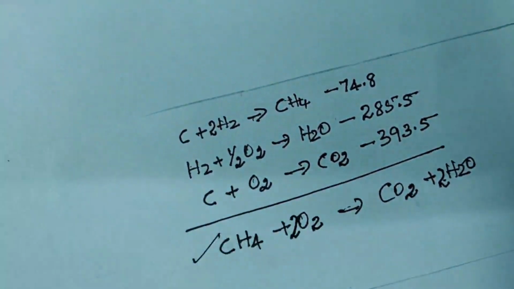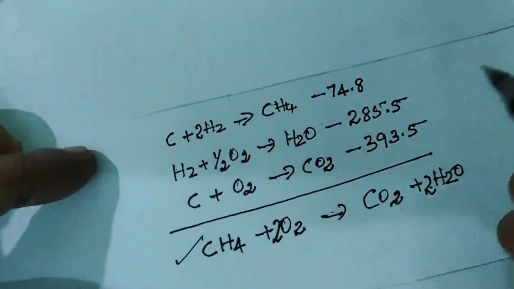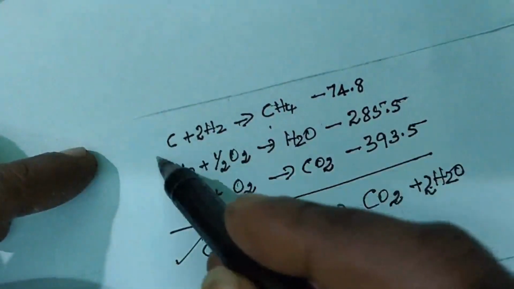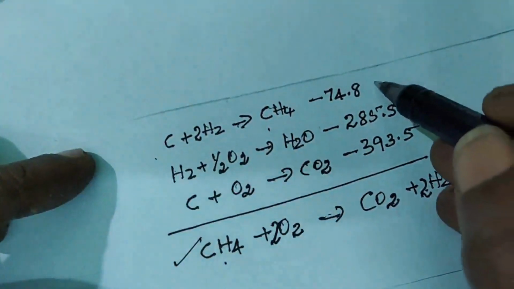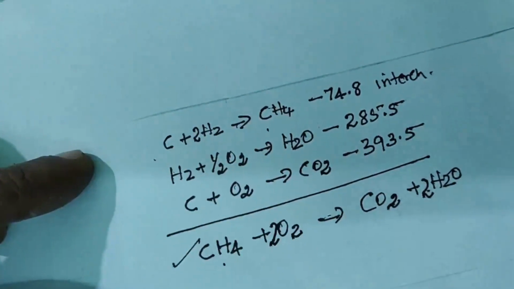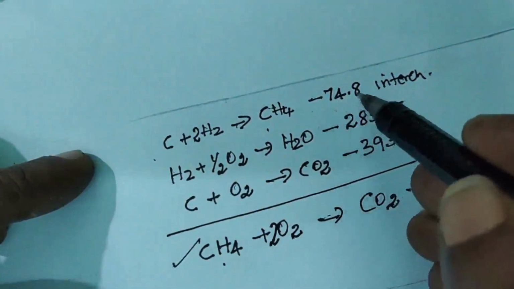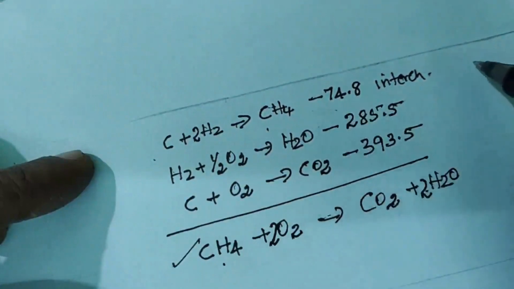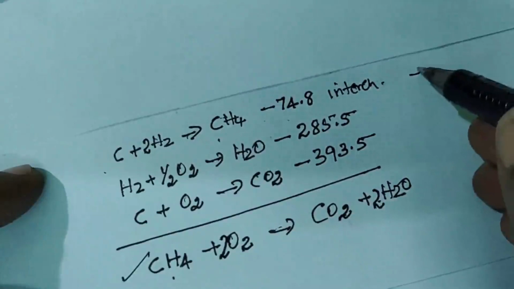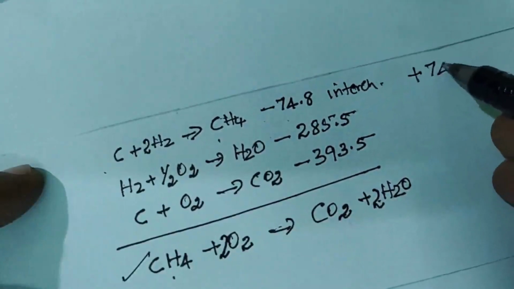In the first equation methane is there, but methane is on the right hand side as a product, whereas here it is on the left hand side. So this equation is interchanged. What happens on interchange? If we change the equation, the delta H value also changes. That is, minus 74.8 is converted into plus 74.8.